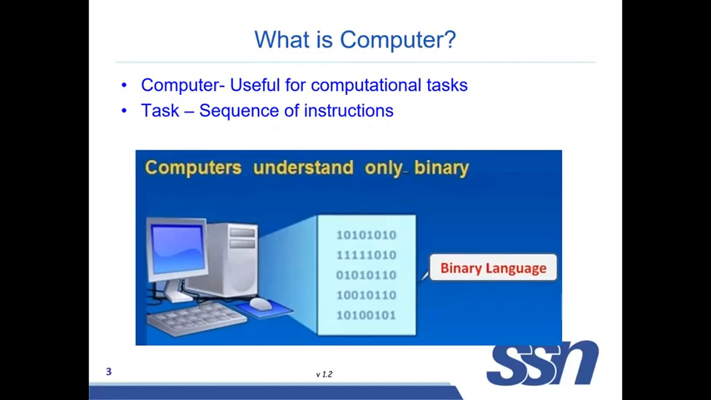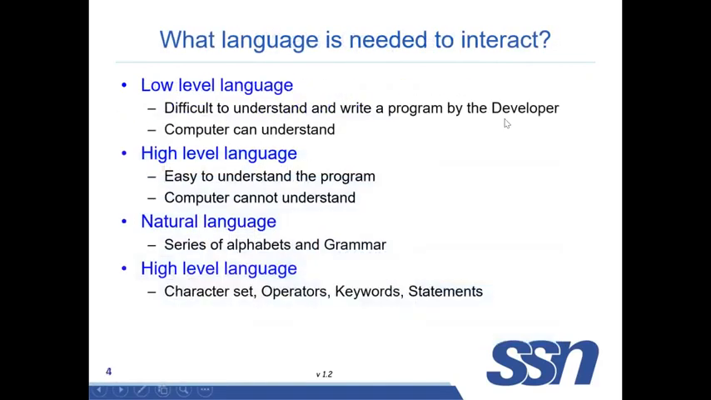Suppose the task is addition of two numbers. How will you give this instruction to the computer? Hey computer, add 2 and 3 for me, like that. If you give such an instruction, the computer will not be able to understand. So what can the computer understand? The computer can understand only low level language, which is written in binaries, zeros and ones.